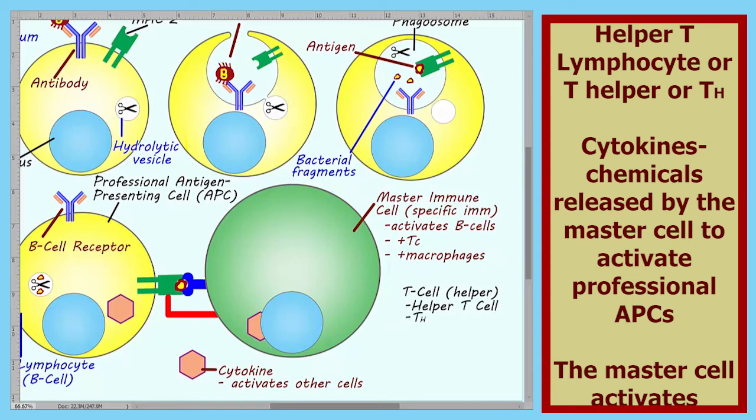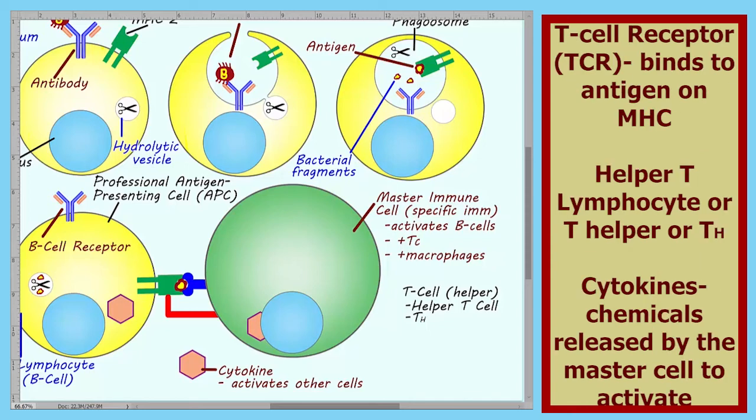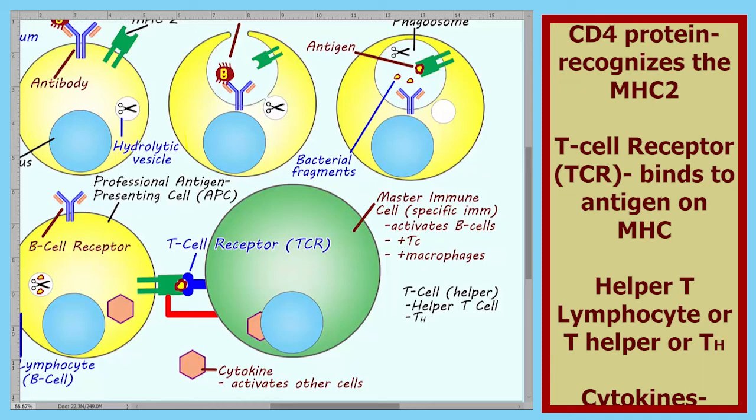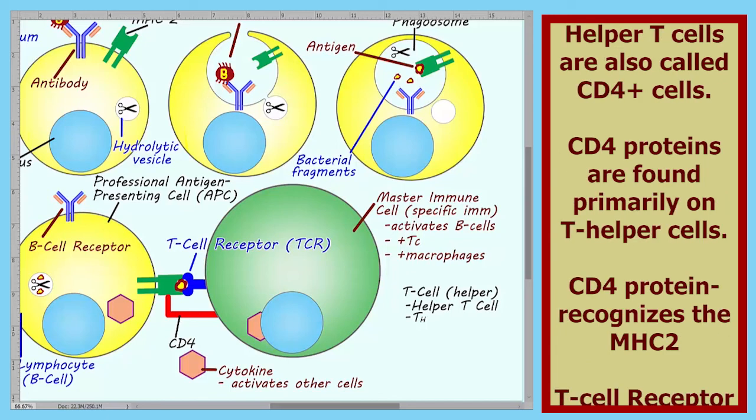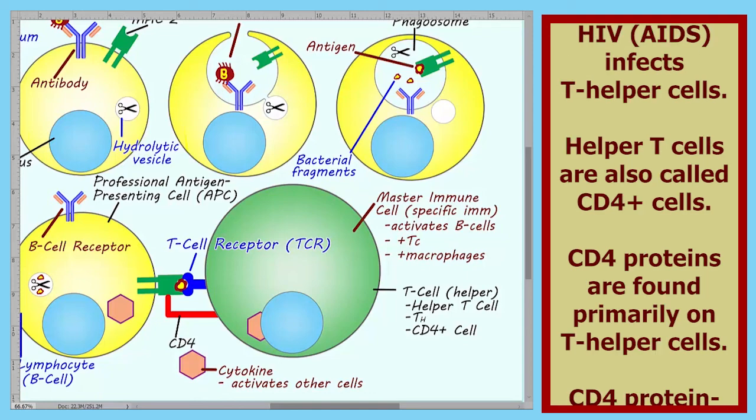The molecule which binds to the antigen is the T cell receptor, TCR. The molecule which recognizes the MHC2 is the CD4 protein. CD4 proteins are primarily found on helper T cells. For this reason, the helper T cells are also called CD4 plus cells. One interesting fact in this lecture is that one of the primary targets for the human immunodeficiency virus, HIV, is the T helper cell.